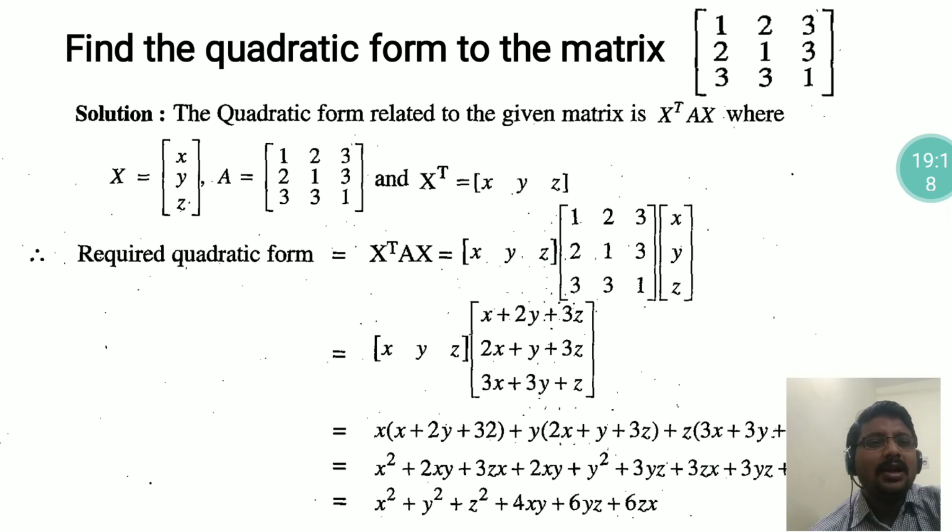We can define not only x, y, z, we can use x1, x2, x3 or y1, y2, y3. We can use any variables with suitable names. So here I am using x, y, z. You can use x1, x2, x3 or y1, y2, y3 or z1, z2, z3, or a, b, c for constants. Here we have to use variables, so we generally define x, y, z. So taking X transpose AX, clearly we will have the quadratic expression like this.